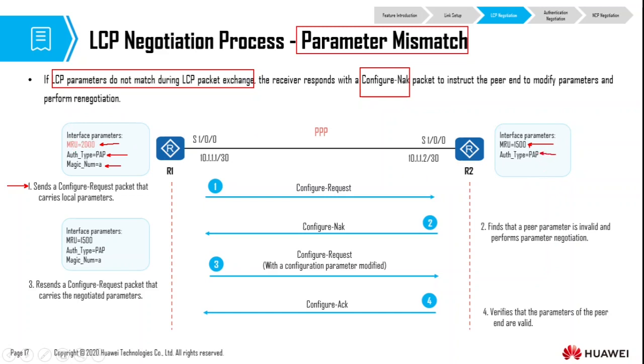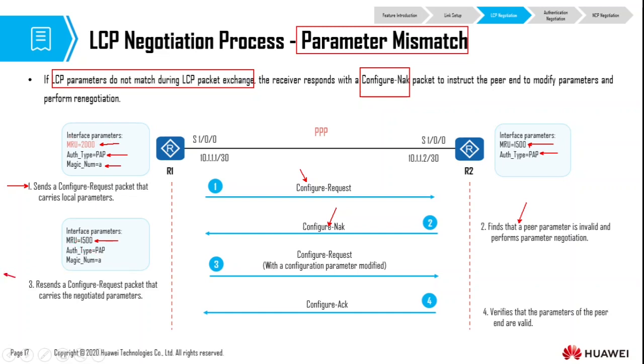Authentication type PAP. Okay, so what happens when we send this configure request? This person sees, oh, the MRU of this person is 2000, but the maximum I allow is 1500. So R2 finds that a peer parameter is invalid and performs parameter negotiation. Therefore, I'm going to send a configure NAK. So this configure NAK will inform R1 that, hey, please change this parameter. I can't use 2000. And therefore, R1 is now going to change the MRU from 2000 to 1500.